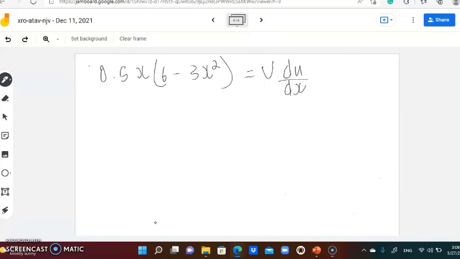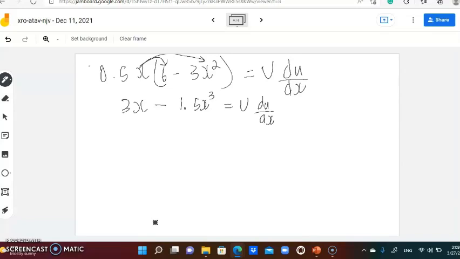Let's take it from there. We can simplify what we have on this side by expanding our bracket using our law of distribution. So when I expand, I'm going to get 3x minus 0.5x times 3x squared, which gives me 1.5x cubed, which is equal to u du dx. I can solve for u.